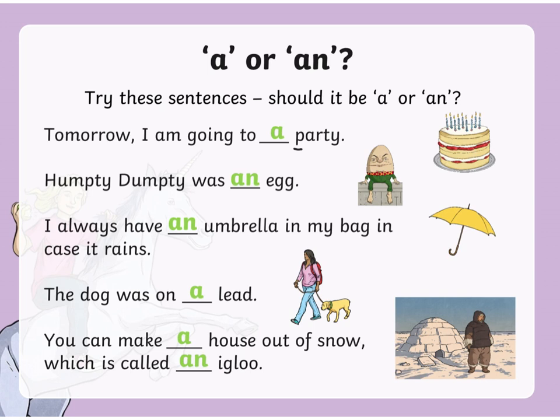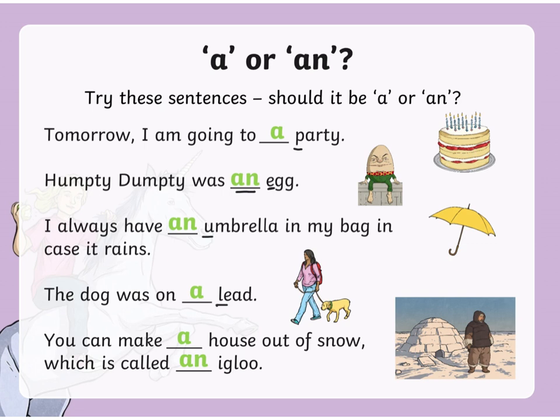Humpty Dumpty was an egg. E. E is vowel. I always have an umbrella in my bag in case it rains. Umbrella U and we have to use U से पहले क्या लगाते? A an. The dog was on a lead. L. L is consonant and we use A here.